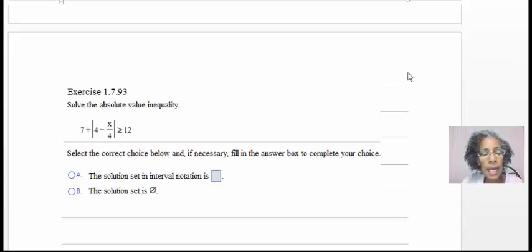Here, 7 plus the absolute value of (4 minus x) over 4 is greater than or equal to 12. So we have another absolute value property that will allow us to rewrite this absolute value inequality without absolute value bars, but such that what we write says the same thing, or is an equivalent statement.